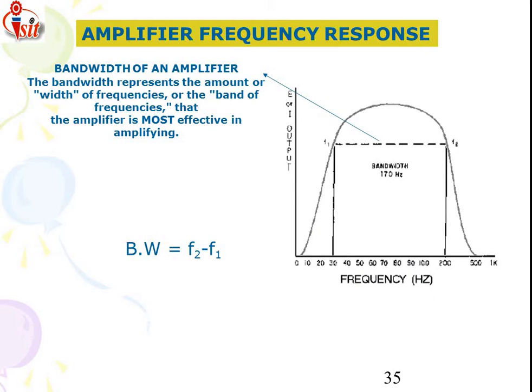Along with this, the amplifier's frequency response, the bandwidth of an amplifier, is the width of the band of frequencies that the amplifier is most effective in amplifying. Thus, we calculate that bandwidth is equal to F2 minus F1. Thus, we get the bandwidth over here.